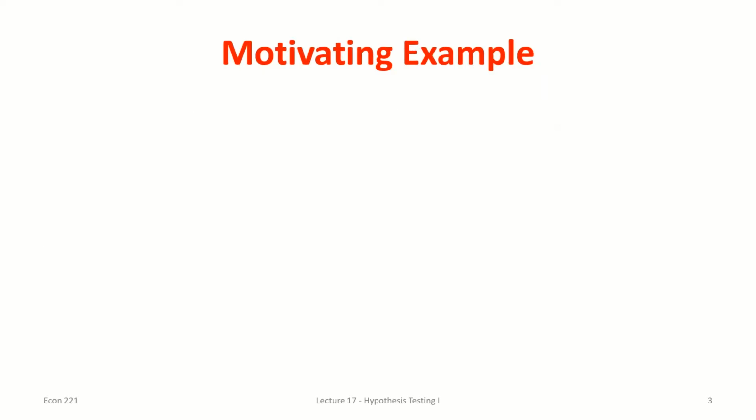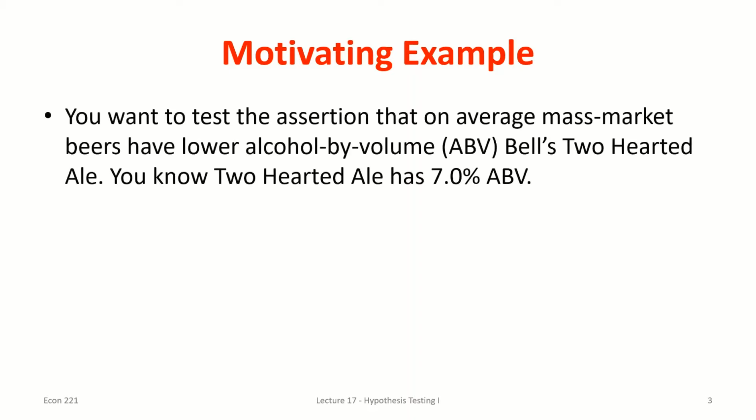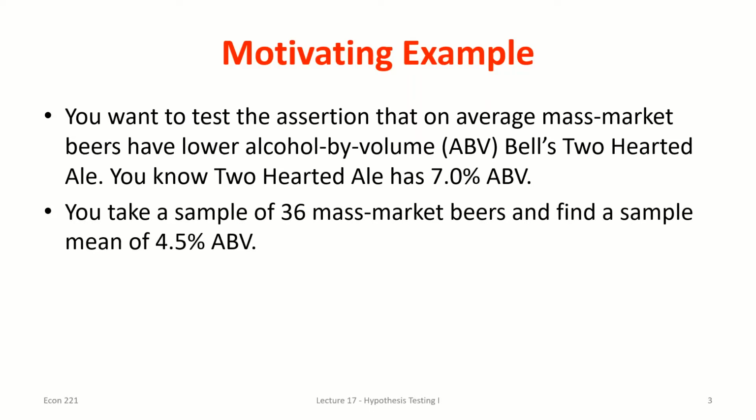So I'm going to use this motivating example as we talk through the null and alternative and the steps of hypothesis testing. Let's say we want to test the statement that the average mass market beer has a lower ABV than Bell's Two Hearted, which has a 7% ABV. Right? So that's what we want to test. We take a sample of 36 and we see that of those 36 mass market beers, the average is 4.5%. So we wanted to test whether the average mass market beer is lower than 7%, and we found some evidence that kind of supports that.